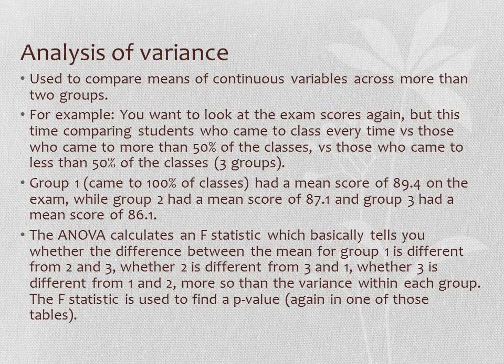So group 1, the students who came all the time, had a mean score of 89.4, group 2 had a mean score of 87.1, and group 3 had a mean score of 86.1. Not a very big difference. What we want to know is, is it a statistically significant difference?